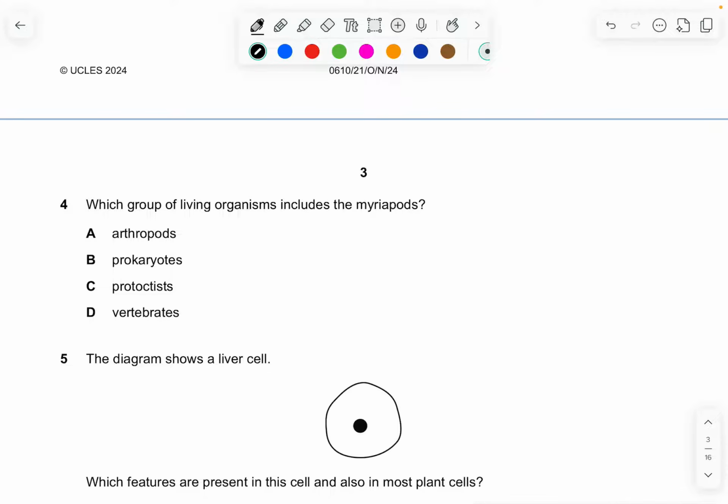Question 4. Which group of living organisms includes the myriapods? Myriapods, so very simple. You see the word pods. So the answer is arthropods.